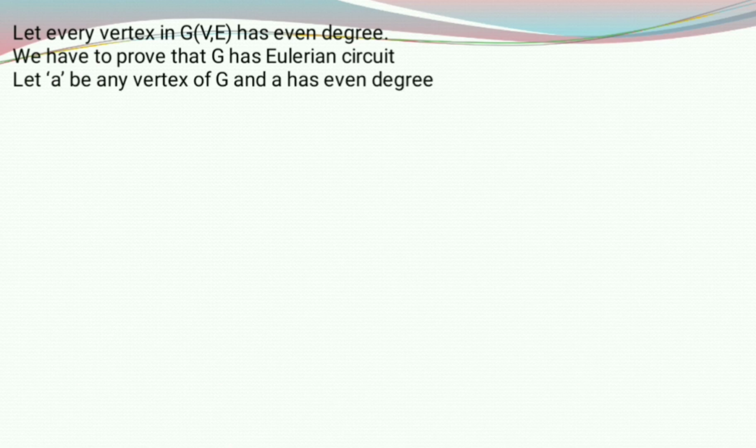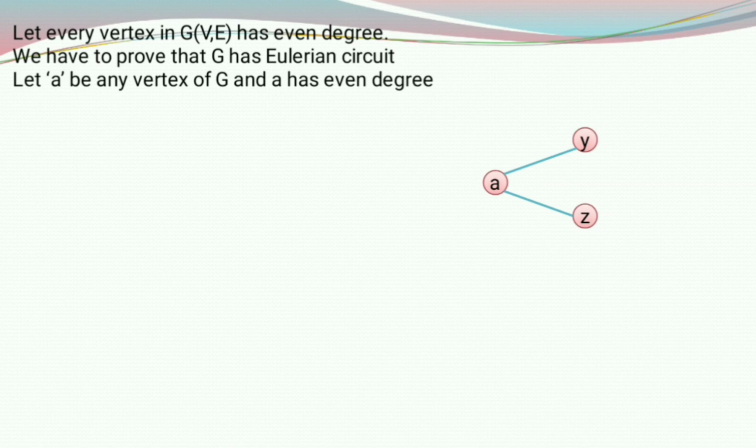So let A be any vertex of G, and A has even degree. Because A has even degree, it will be connected to Y and Z. It will definitely be connected to two or more vertices, okay?